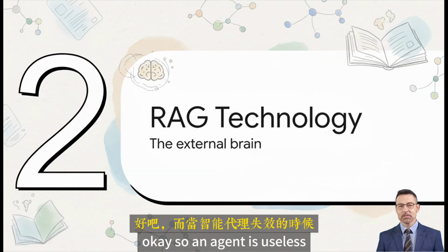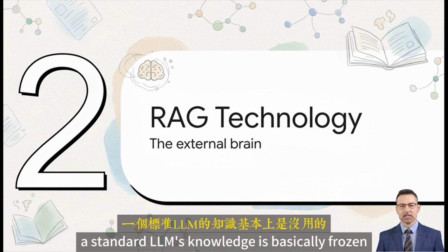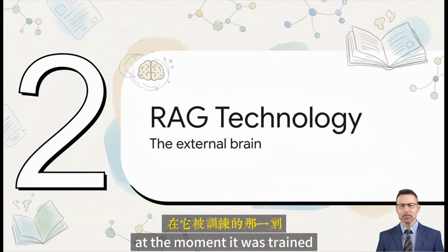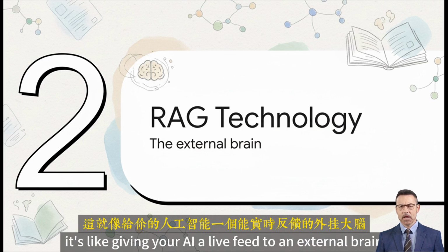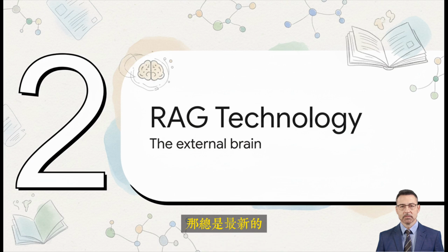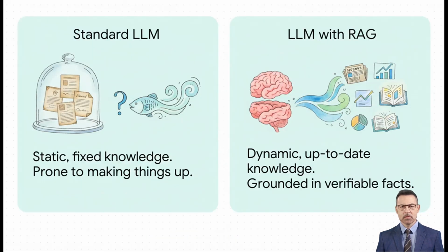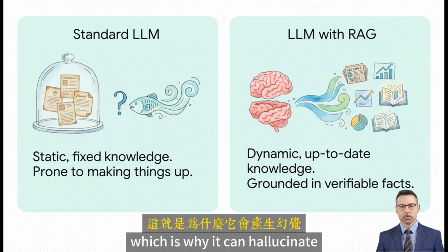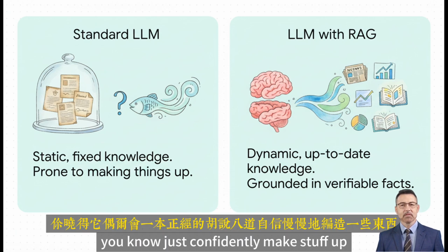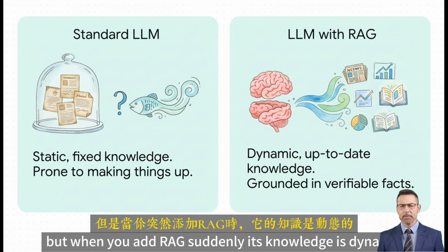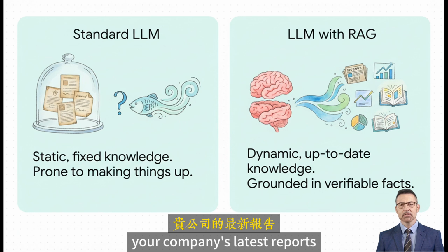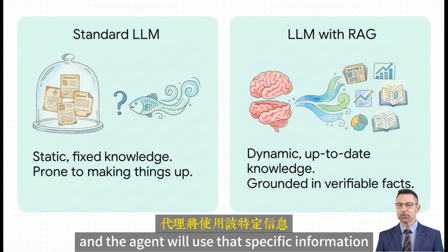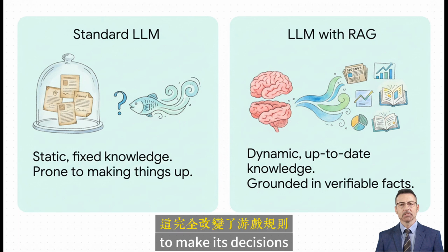Okay, so an agent is useless if it's working with bad information, right? A standard LLM's knowledge is basically frozen at the moment it was trained. That is a huge problem. The fix is a technology called Retrieval Augmented Generation, or RAG. It's like giving your AI a live feed to an external brain that's always up to date. And this slide just lays it out perfectly. By itself, an LLM's knowledge is static, which is why it can hallucinate, just confidently make stuff up. But when you add RAG, suddenly its knowledge is dynamic. It's grounded in actual verifiable facts. This means you can feed it your company's latest reports or today's financial data, and the agent will use that specific information to make its decisions. It's a total game changer.